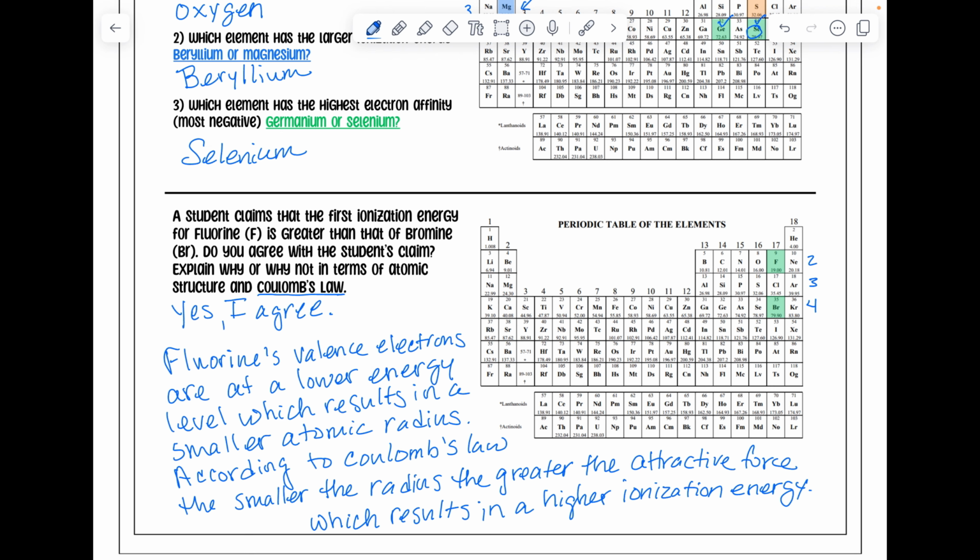Okay, good luck with your periodic trends. Make sure you study these. They're important.